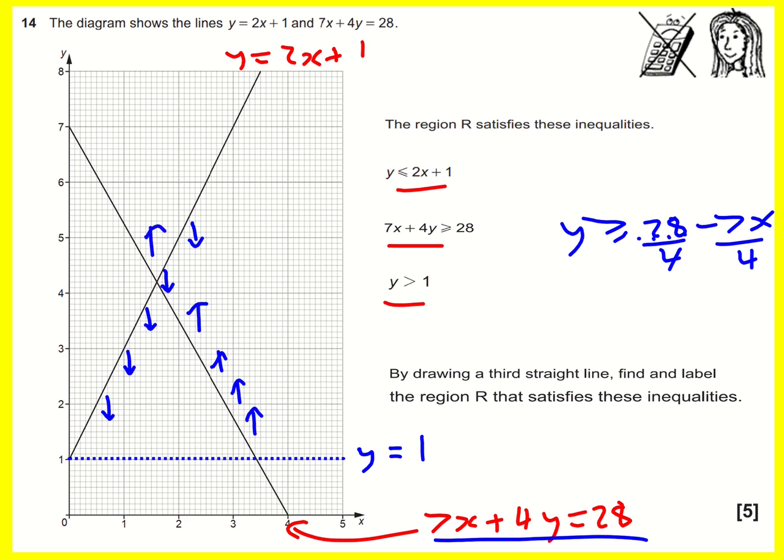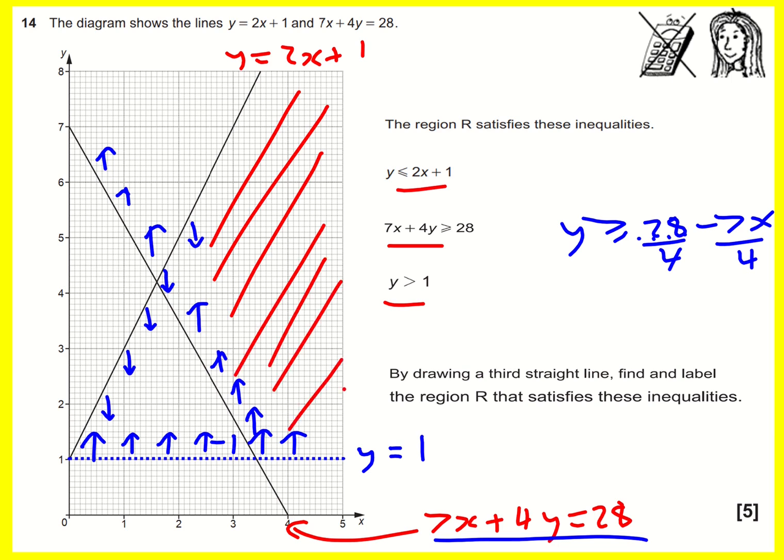If you don't like doing it that way, you can try a point. You can maybe try 0, 0 and see if it works. And 0 is not greater than or equal to 28, so it's got to be everything above the line. That's one way of checking that out. And then we've got that y is greater than 1 as well, so it's going to be everything above this line. What does that leave me with? That leaves me with this region here. So I'm going to label it R and draw an arrow to it.